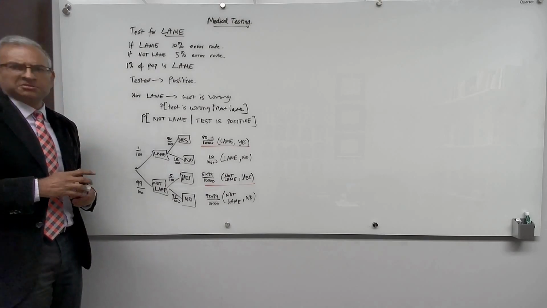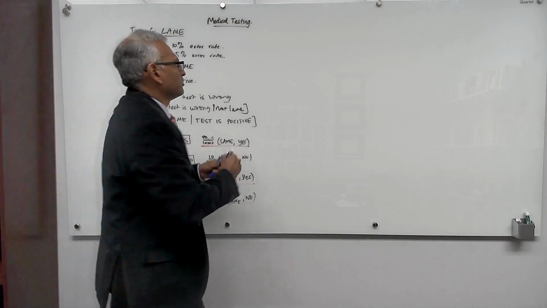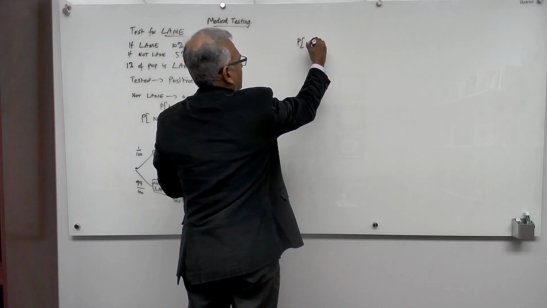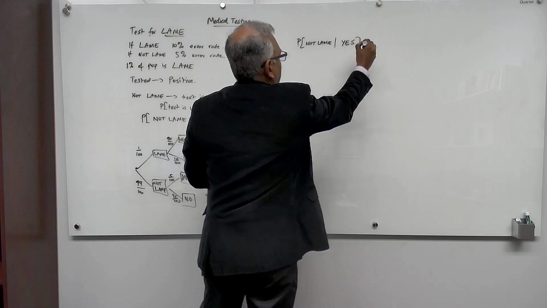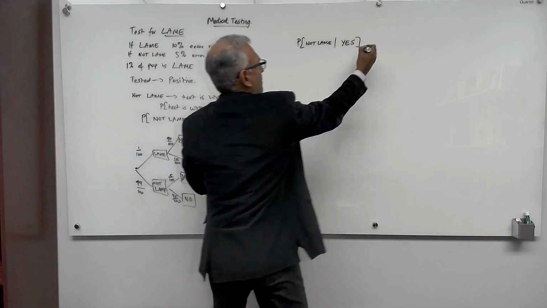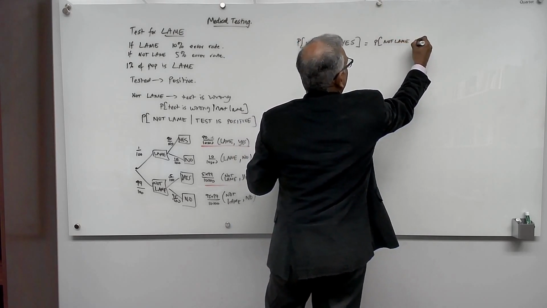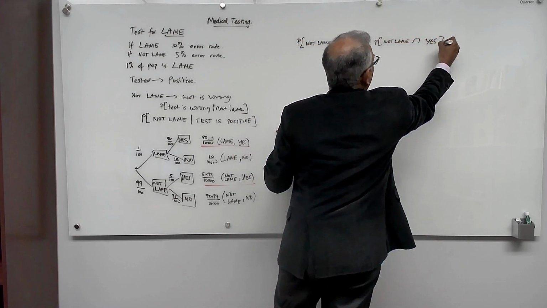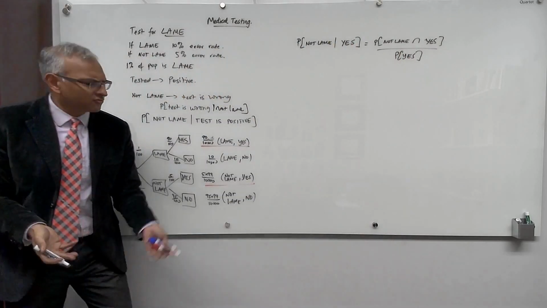Okay, but let's just continue. Let's compute mechanically the probability that we want. So the probability of not lame given yes is equal to the probability of not lame and yes divided by the probability of yes. That's just the formula for the conditional probability.